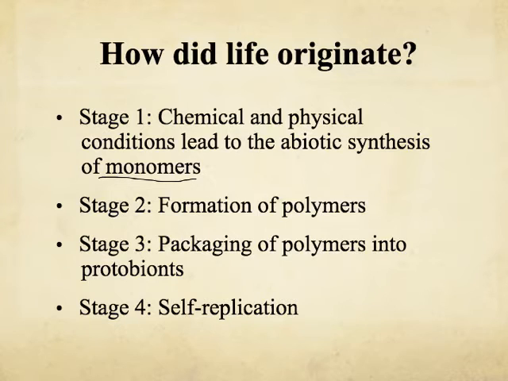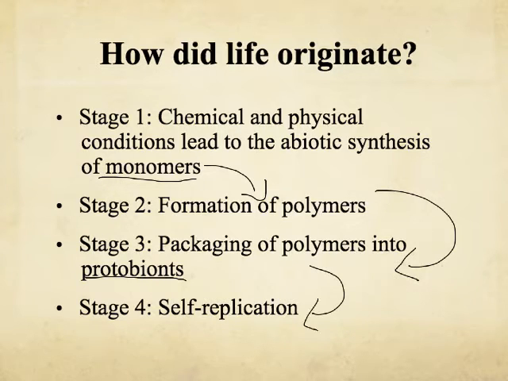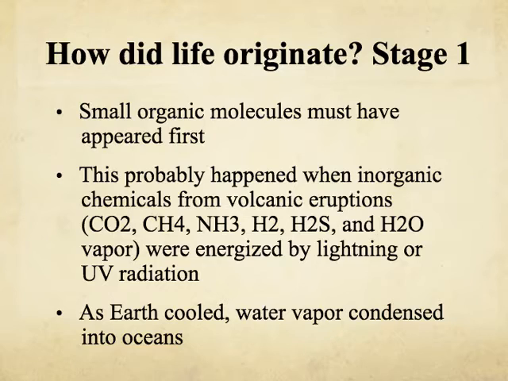Stage 2, these monomers were formed into polymers. Stage 3 is these polymers were packaged into what we call protobionts, which are like little cells that aren't actually cells. They just kind of look like cells. And then finally, these protobionts gain the ability to self-replicate, because we know the ability to replicate themselves is a requirement for living things.